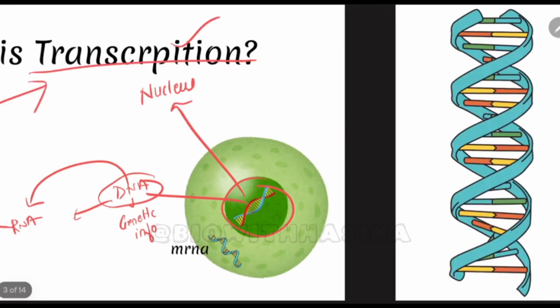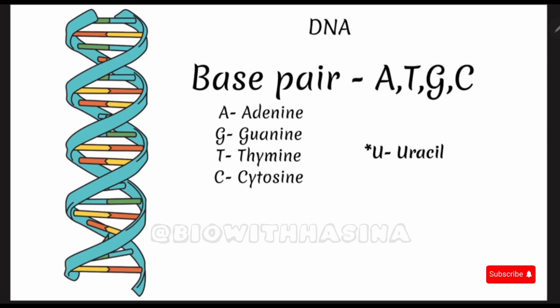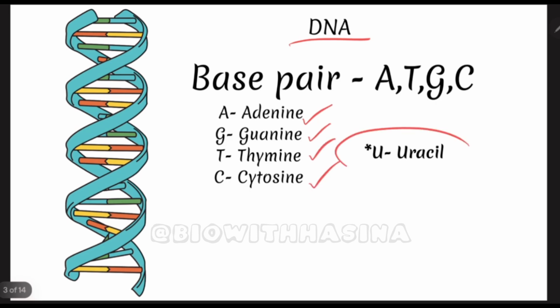Okay, so as we are going to make DNA to RNA, the base pairs are also different. Talking about the base pairs, our DNA has adenine, guanine, thymine, and cytosine, whereas RNA has uracil instead of thymine. Let's talk about a little structure of DNA before going to transcription.